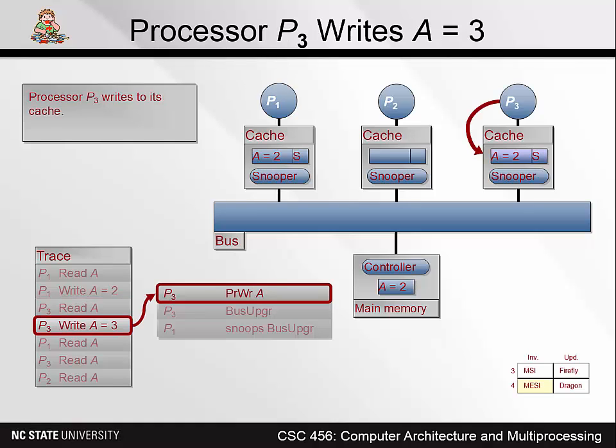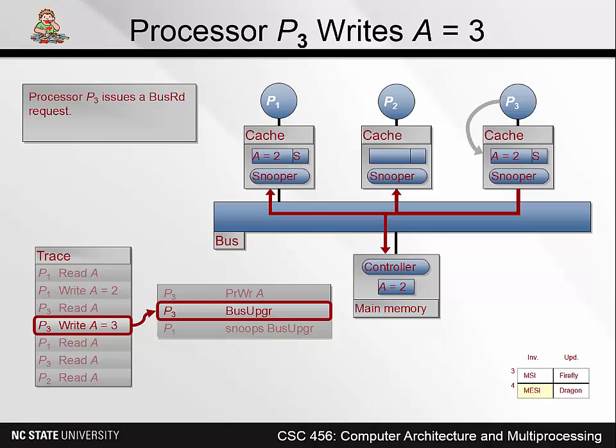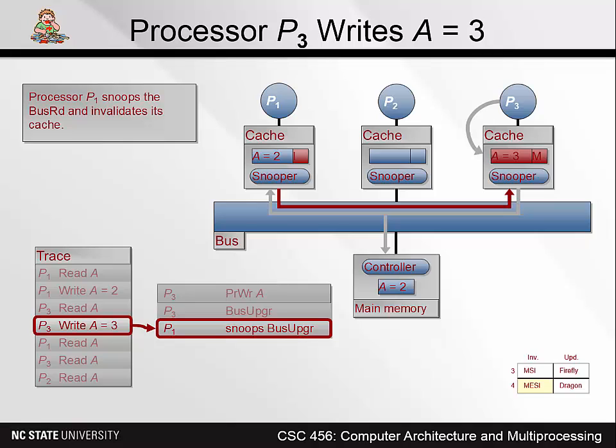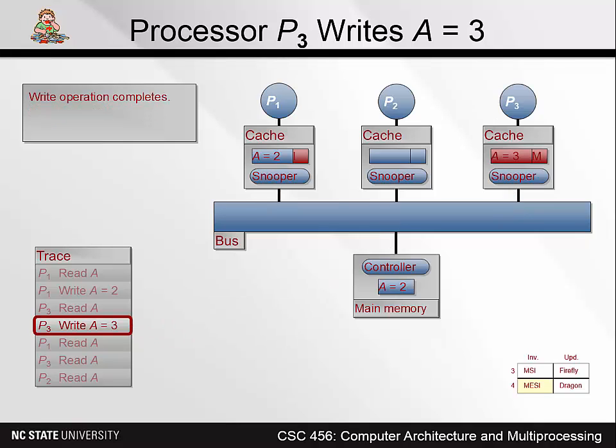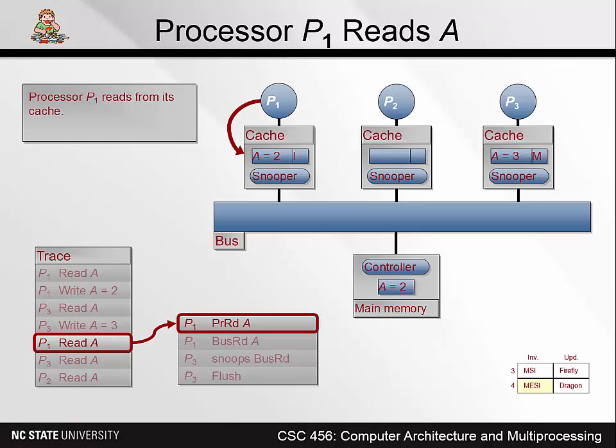Next, P3 writes A. Because its copy of A is in state S, it can't write it without issuing a bus upgrade. Or, if there's no bus upgrade, it would issue a bus read X. The bus upgrade is snooped by P1, which has to invalidate its copy of A. Meanwhile, P3's write completes, changing the cached value to 3. P3 changes the line state to M, and the write operation completes.